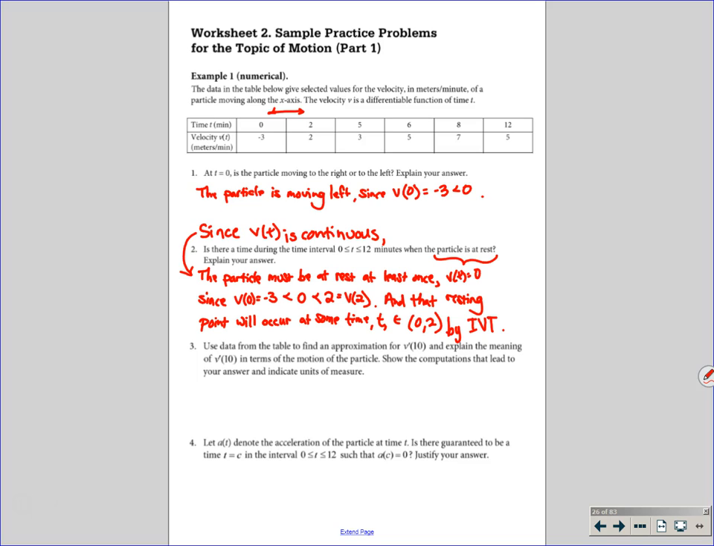So we're on number 3. Use the data from the table to find an approximation for v prime of 10 and explain the meaning in terms of the motion of the particle. They don't just want the number, they want what it means. Before you ever finish a problem and move on, you should reread it and make sure you got all the pieces.